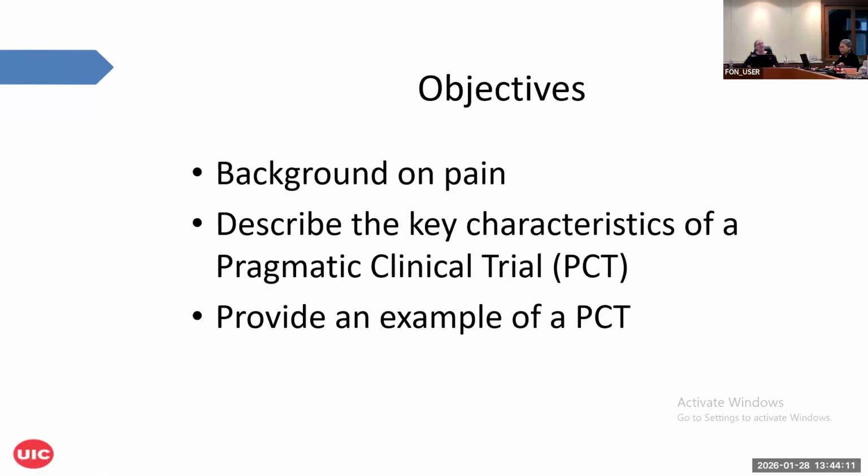So the objectives of this first part of the talk are talking a little bit about the background on pain, then moving to the research part, which is describing some of the key characteristics of a pragmatic clinical trial. And then I'll conclude with walking you through an example of one of my research projects that was a pragmatic clinical trial. So again, this is the first part of the lecture.